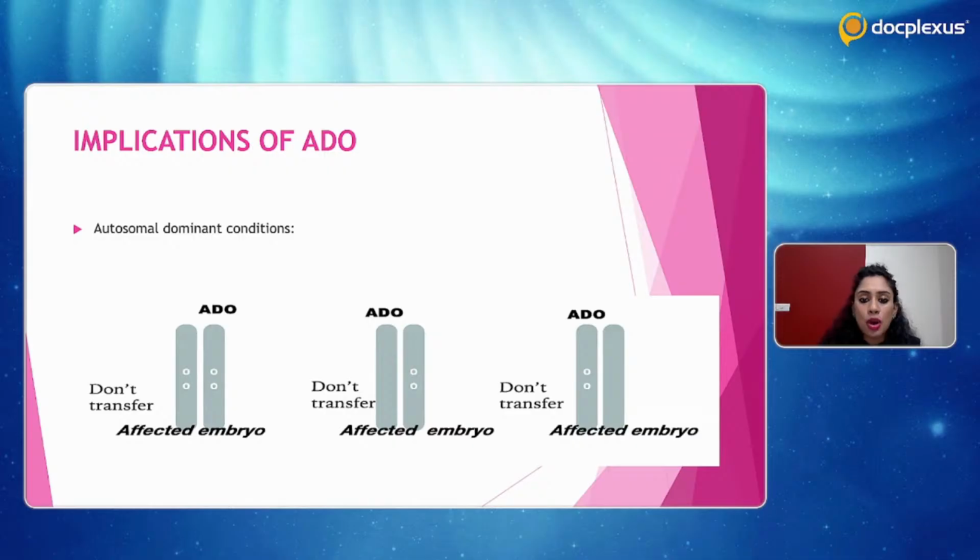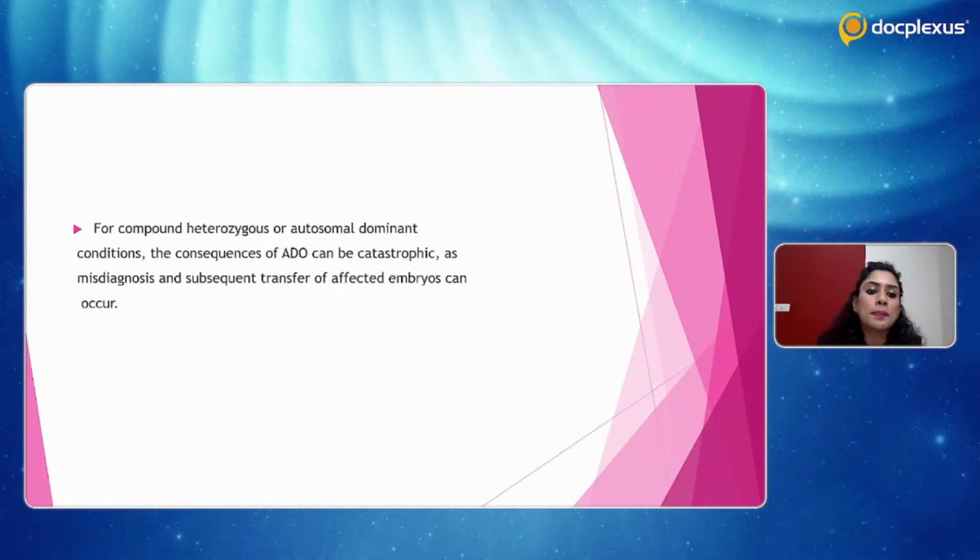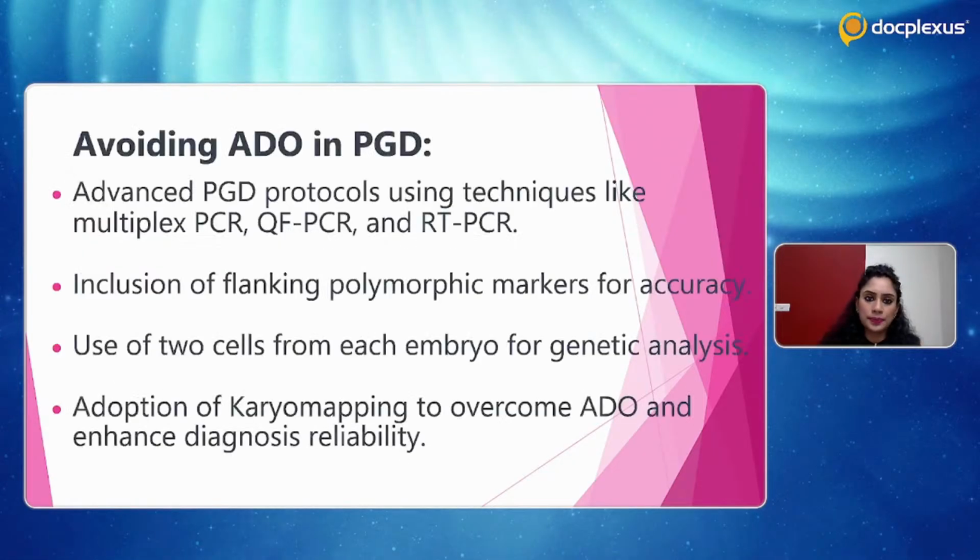In autosomal dominant conditions also, what will you see? Here, none of the embryos are being transferred, whether there is an affected embryo or the ones that are carrying just one allele, because they're affected. In all these conditions, they're affected, whether one gene is carrying the mutation or both. For compound heterozygous or autosomal dominant conditions, the consequences can be catastrophic as misdiagnosis and subsequent transfer of affected embryos can occur. So how do you avoid allele dropout?